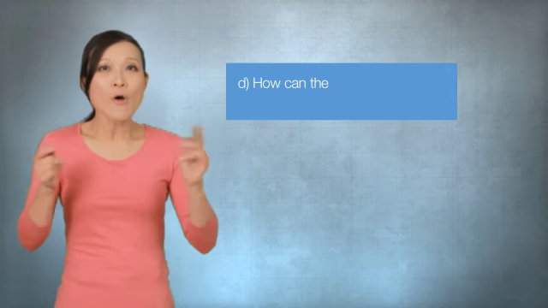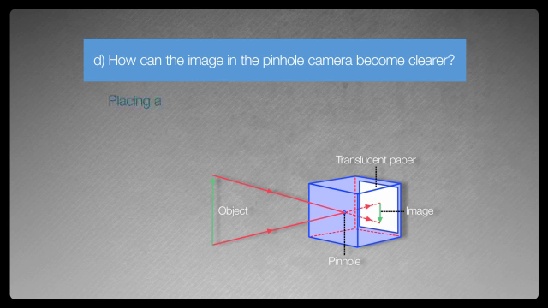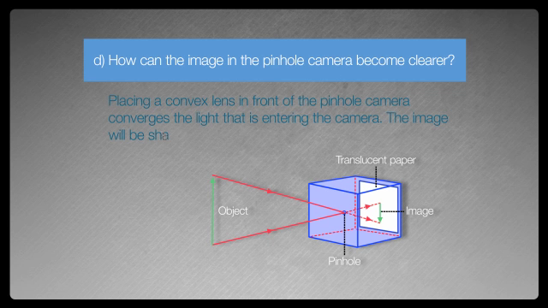Question D. How can the image in a pinhole camera become clearer? Placing a convex lens in front of the pinhole camera converges the light that's entering the camera. The image becomes sharper.